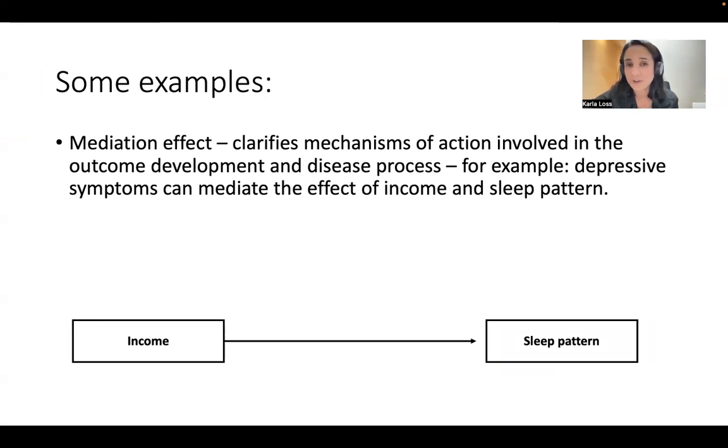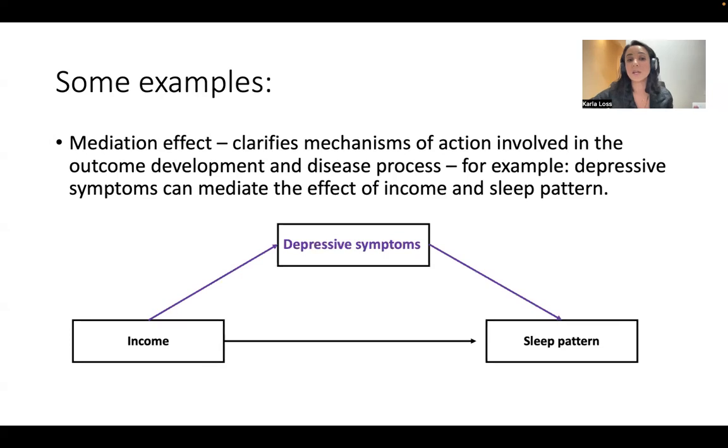Mediation effect. It clarifies the mechanism of action involved in the outcome development and disease process. So it helps the identification of the mechanism of the disease, which we know is important for clinical research and research question development, right? For example, depressive symptoms can mediate the effect of income on sleep pattern. So if we assess a linear regression having income as predictor, as exposure, and sleep pattern as our outcome, if depressive symptoms has a mediation effect, we can't add this in the linear regression model, and I will explain why. So here you're seeing that depressive symptoms is in the causal pathway.